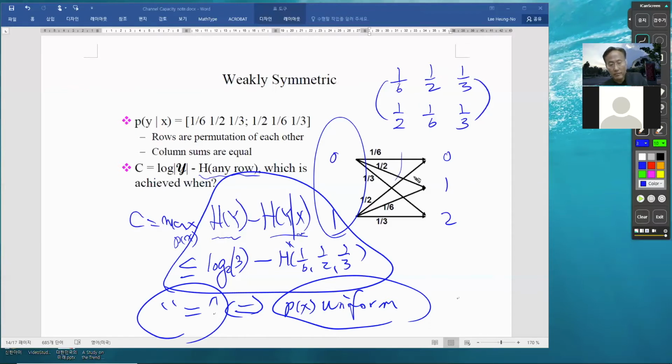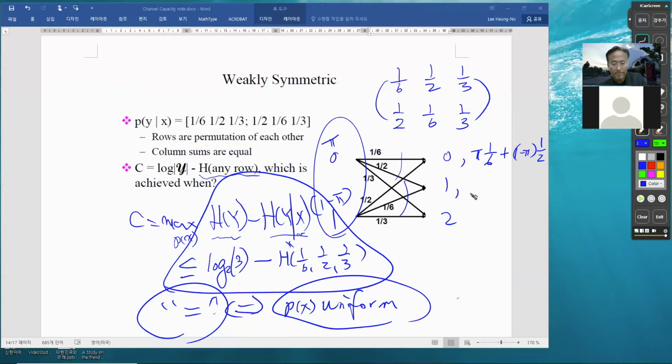By using the symmetry, we can do that for the cases where the column sums are equal to each other. So for example, let's say the input probabilities are pi and 1 minus pi. What is the probability that Y is equal to 0? That occurs with pi times 1/6 plus 1 minus pi times half.